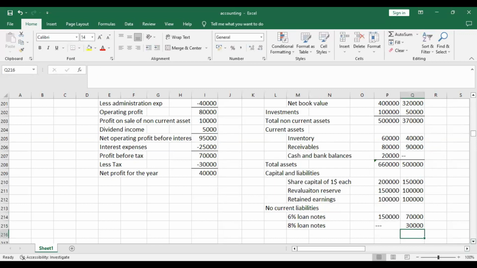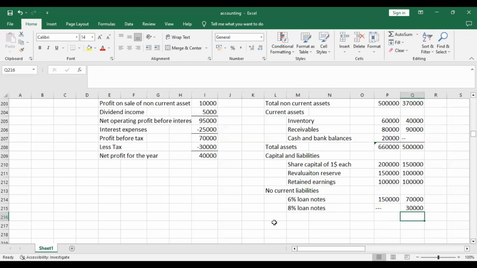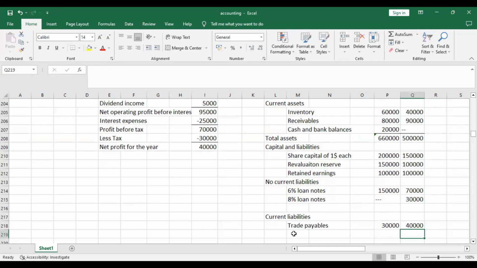Apart from this, you have current liabilities. What are the current liabilities? You can take trade payables. How much can you take? 30,000 and 40,000. Then comes the tax payable. Tax payable has been given as 20,000, and assume 32,000.